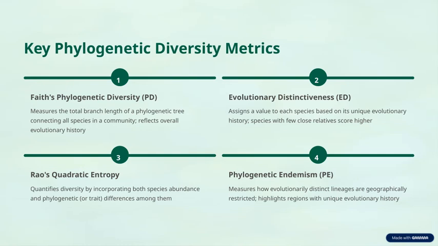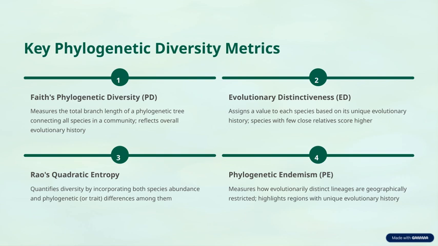Now, let's take a closer look at some of the key metrics used to measure phylogenetic diversity. First up is Faith's Phylogenetic Diversity, or PD. This metric essentially sums up the total branch length of a phylogenetic tree that connects all the species in a community. So, it gives us a sense of the overall evolutionary history contained within that community. Think of it as measuring the breadth of evolutionary heritage represented.